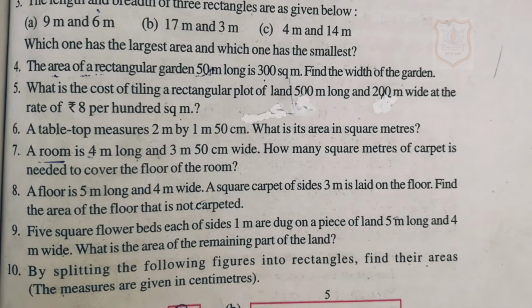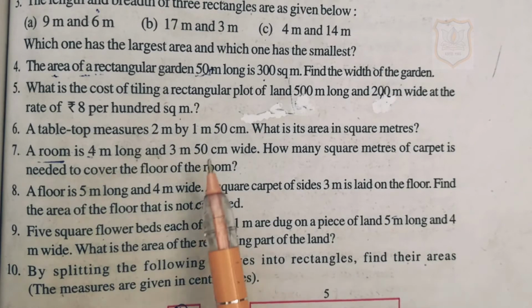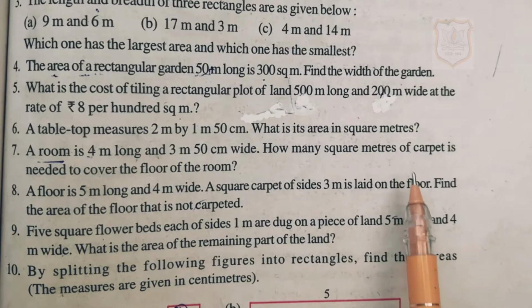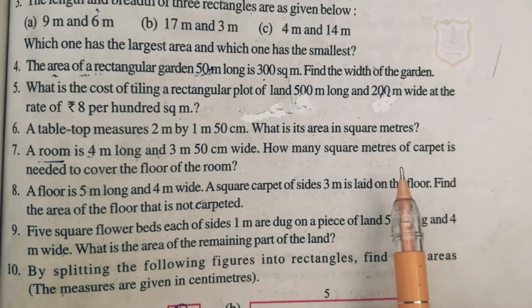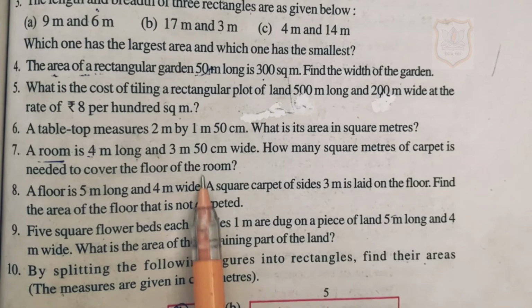Students, here what is given in the question is that the length of the room is 4 meter and breadth of the room is 3 meter 50 centimeter. Here we have to place a carpet. We have to find out what will be the area of the carpet which is needed to cover the floor of the room.